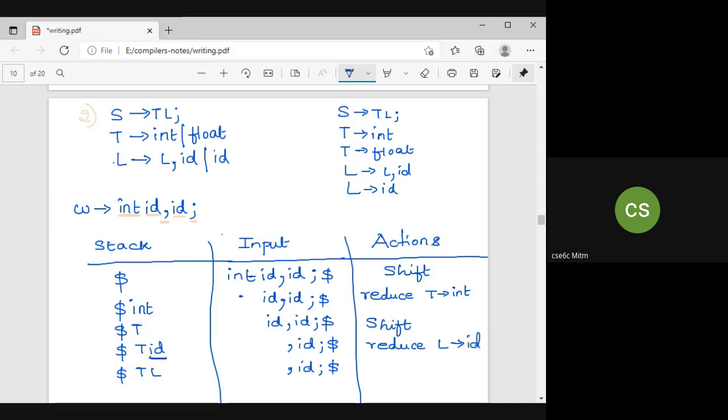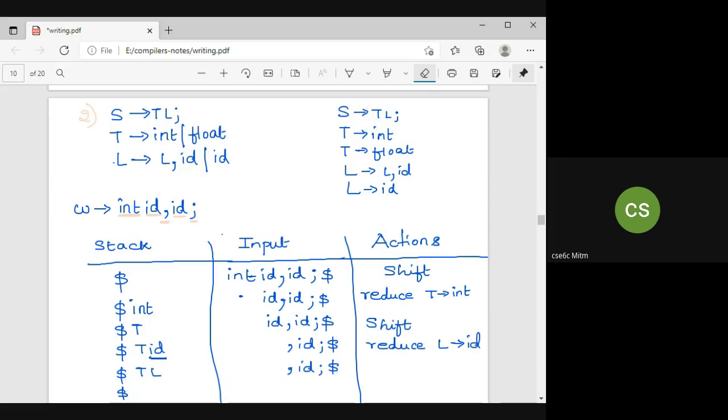Next I'm going to check if the string can be matched with anything. TL is there, so we have S goes to TL. So we take the action of reduce. Reduce with S goes to TL. Ma'am, it's TL semicolon. Oh yes, definitely. Thanks for telling me. It is TL semicolon, so I cannot use this. So we are not going to take the action of reduce.